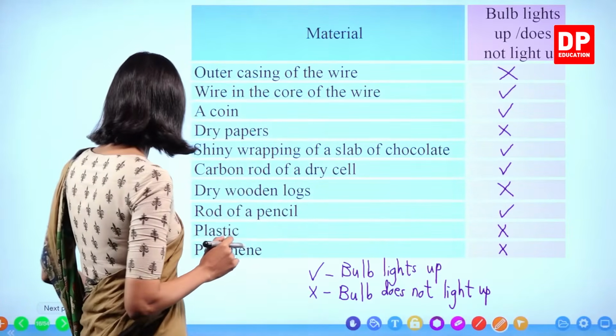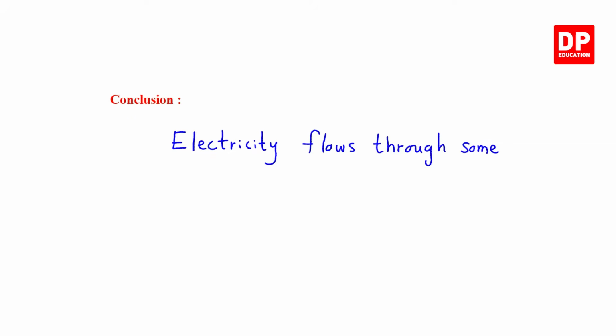Okay? Right. Let's write the conclusion. Electricity passes or flows through some materials.